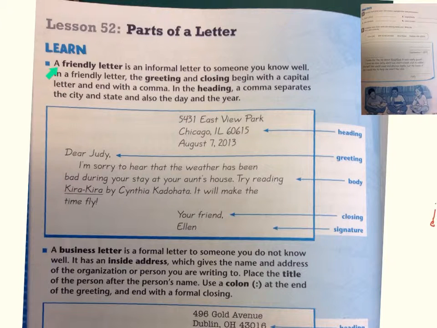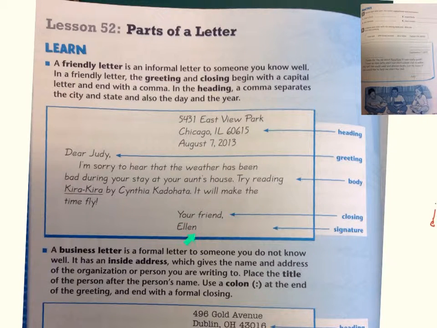Under the Learn part, it says a friendly letter is an informational letter to someone you know well. In a friendly letter, the greeting and the closing can begin with a capital letter and end with a comma. In the heading, a comma separates the city and state and also the day and the year. So it's giving you those directions here. Everything that's in bold is also over here.